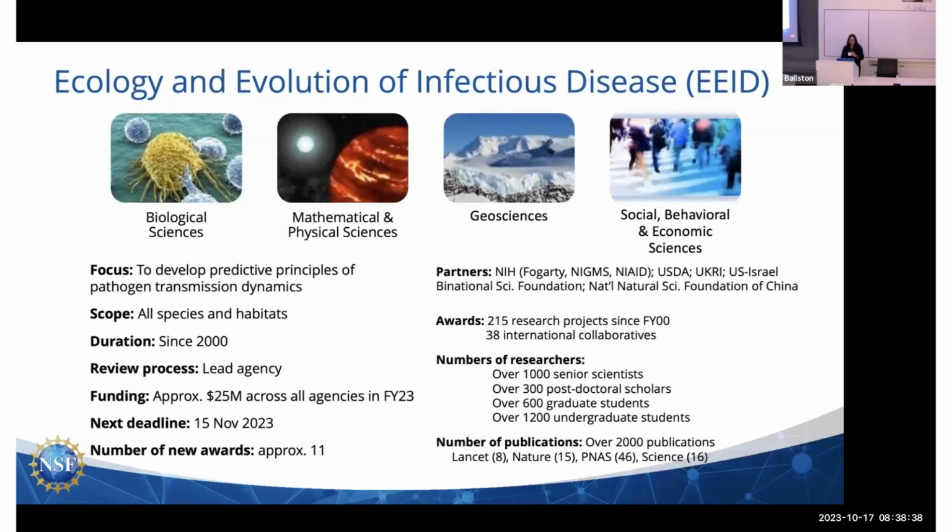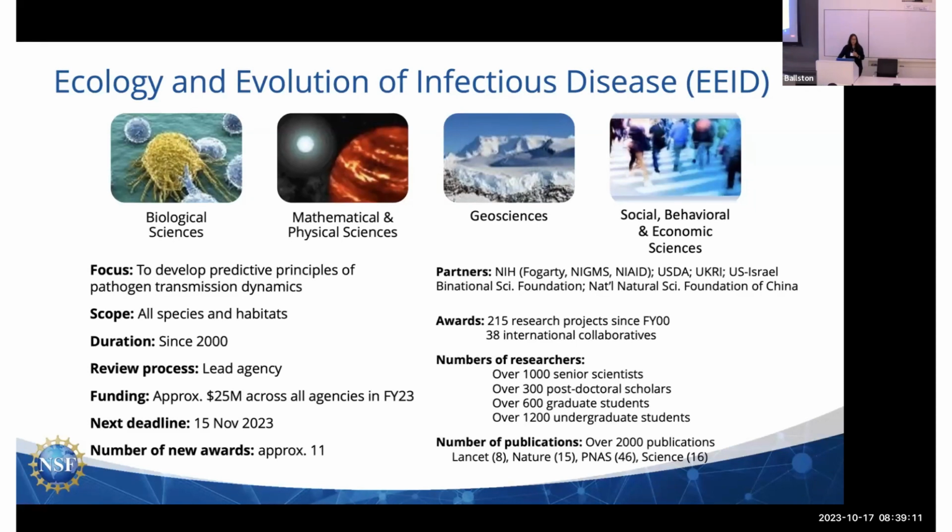All right, so now I'm going to move on to talking about the three programs that I wanted to mention today. The first is a long-standing program, Ecology and Evolution of Infectious Disease, or EEID. You can see here, I've listed the directorates at NSF who currently participate. That includes, obviously, biological sciences, but also math and physical sciences, the oceanography component of the geosciences, and the social, behavioral, and economic sciences.